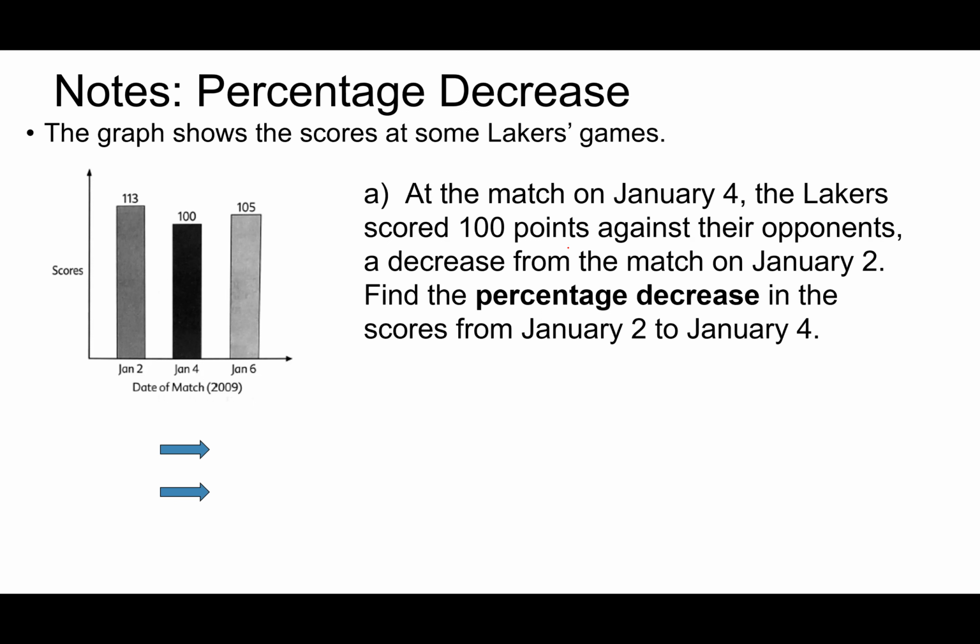All right. At the match on January 4th, the Lakers scored 100 points against their opponents, a decrease from the match on January 2nd. Find the percent decrease in the scores from January 2nd to January 4th. All right. So on January 2nd, the Lakers scored 113 points. That's written for you. On January 4th, they scored 110, or I'm sorry, just 100 points. What was the change? Olive.